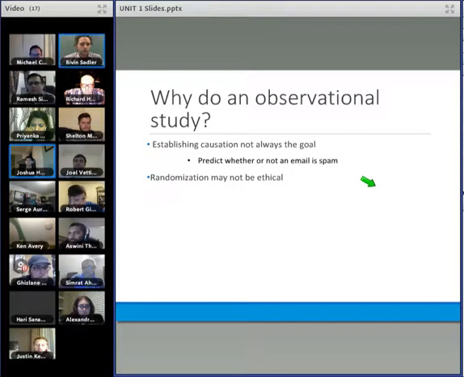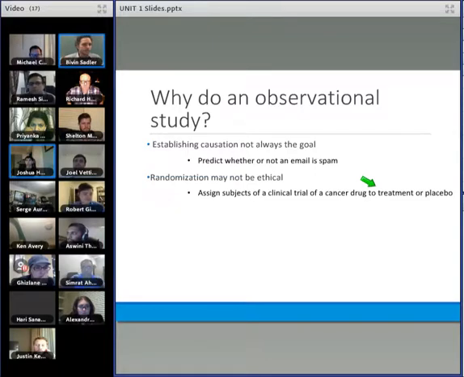So why do an observational study? Sometimes causation is not the goal. Sometimes we want to predict. Sometimes randomization isn't ethical, like in a cancer treatment placebo drug. We don't want to just say, hey, we really think this drug's going to work, and we just flip a coin and you either get the drug or you don't. Not an ethical way to do it. A lot of times you do a study in which they get both.